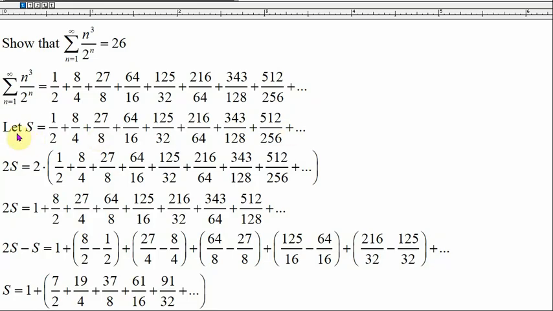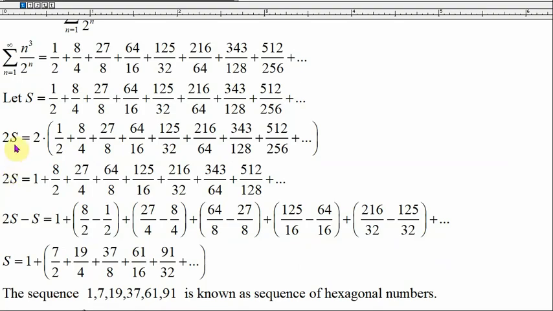Multiply both sides by 2. We have 2S. 2 times 1/2 is 1. 2 times 8 over 4 is 8 over 2. 2 times 27 over 8 is 27 over 4, and so on.